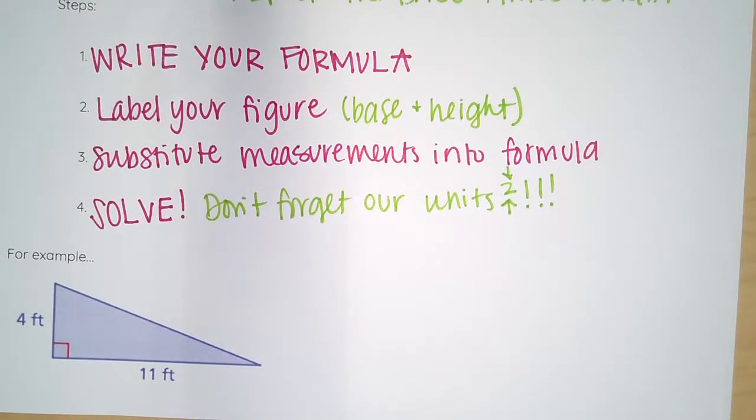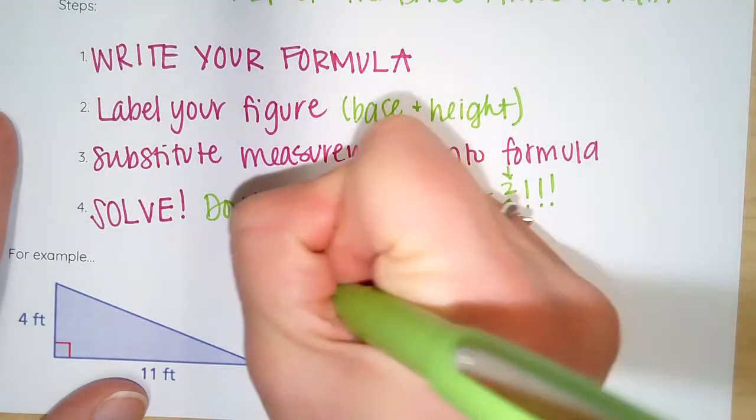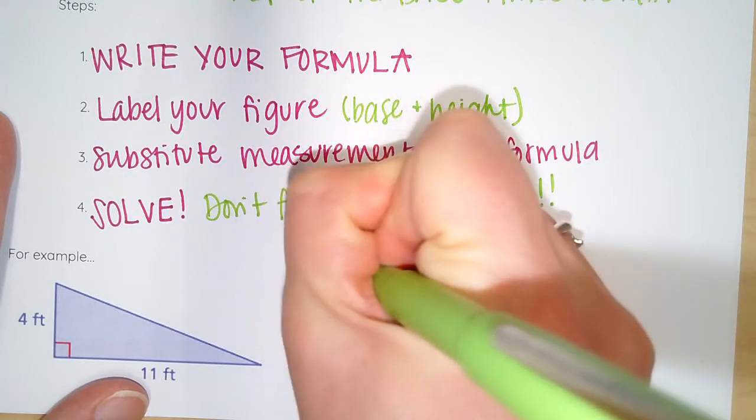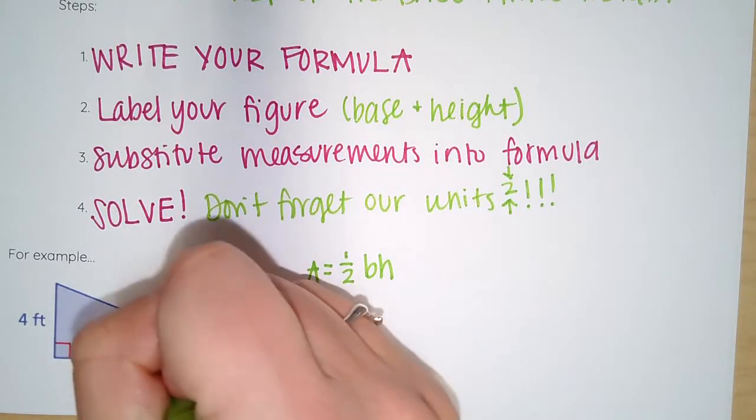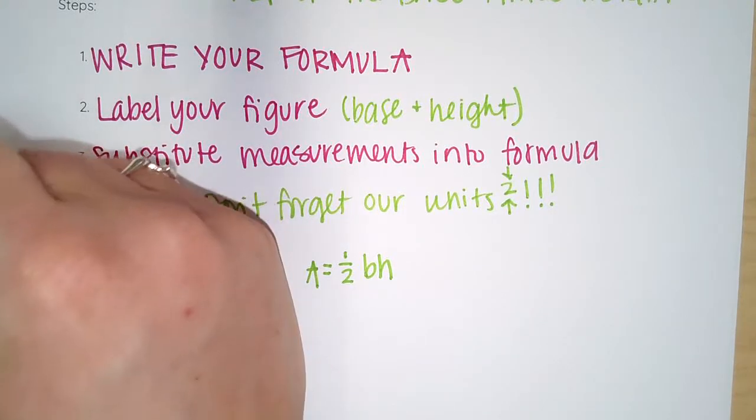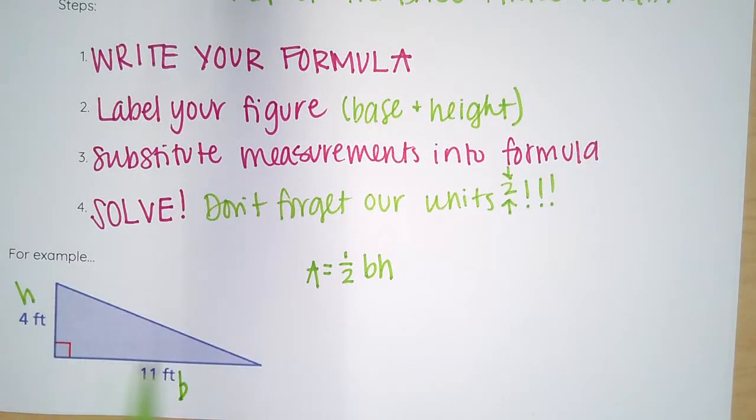So our very first step is to write our formula. I'm going to do this one with both my formulas. So the first one is area equals 1/2 of the base times height. I want you to see how both of these work. Here, this is going to be my base, and I'm going to label this as my height. I know these can be my base and my height because they are met at that 90-degree angle.